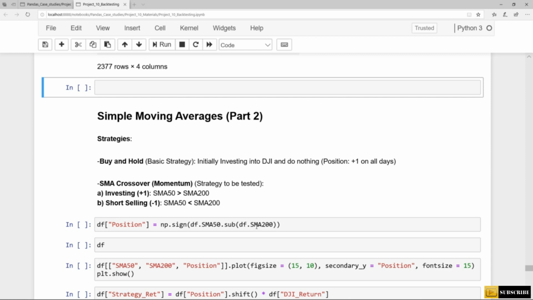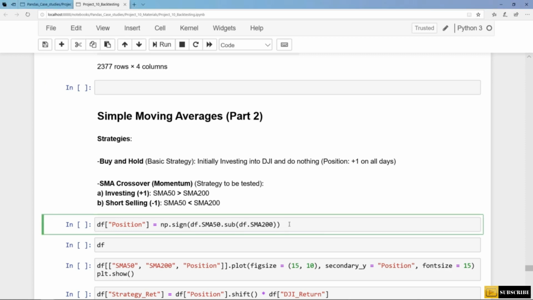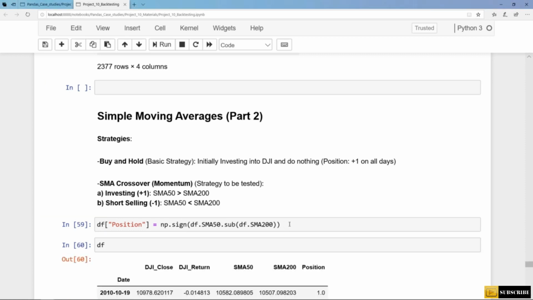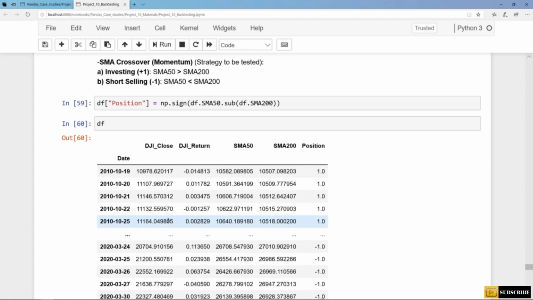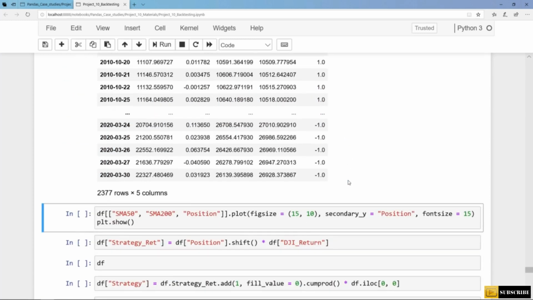So coding wise, we subtract the SMA 200 from the SMA 50, and we determine the sign, so whether this is positive or negative. If this is positive, then the position is 1. And if this is negative, the position is -1. And we create the additional column position. Let's have a look here. For instance, on the 19th of October 2010, the SMA 50 is greater than the SMA 200. And therefore, the position for the next day is +1, and so on.